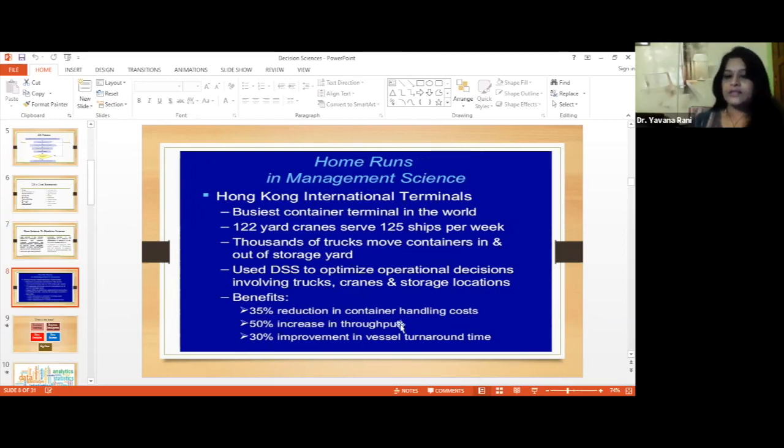The decision support system is nothing but the usage of past data, how effectively they use the data which is already in the database. They use the data in order to minimize the cost and handling cost. They also achieved a 50 percent increase in the throughput and a 30 percent improvement in the vessel turnaround time. These are the benefits the terminal has achieved by adopting this decision support system.